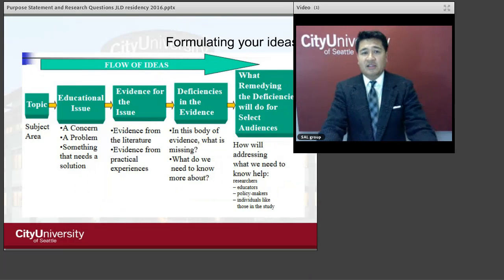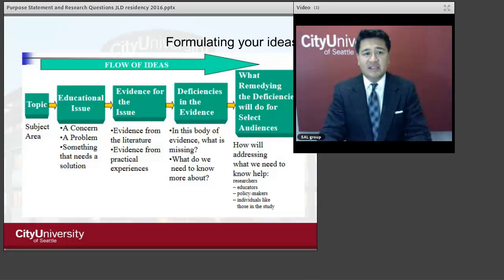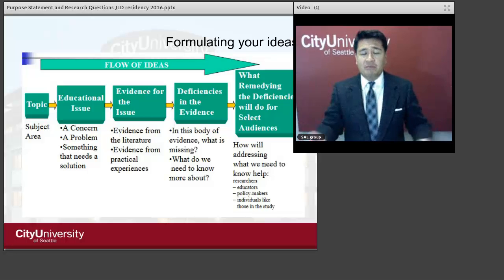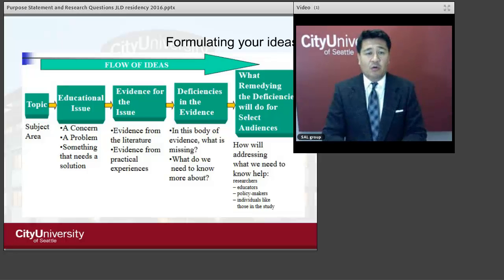Just some other thoughts in terms of how you formulate these ideas. I have this chart that you'll see on your slide about how to formulate your ideas. You start with a great subject area. Maybe it's business, maybe it's education, nonprofit, higher ed, organizational leadership. That's broad, that's great, but narrow it down to a specific issue or problem.